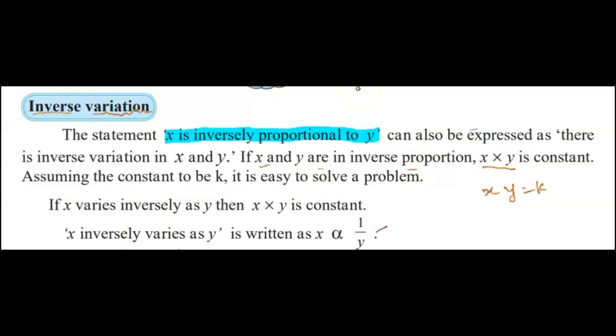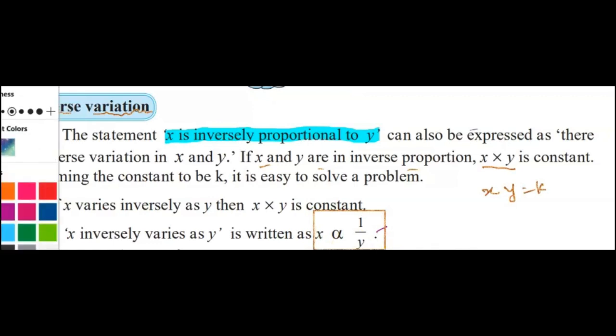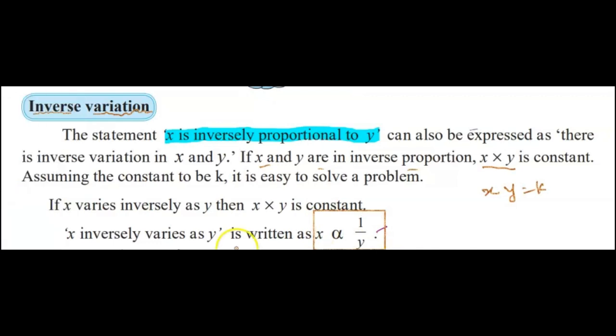How will we write this? We will write it this way: x is inversely proportional to y. This is the method of writing. As usual, x into y is constant, and xy will be equal to k. Another form is x equals k times 1 over y.